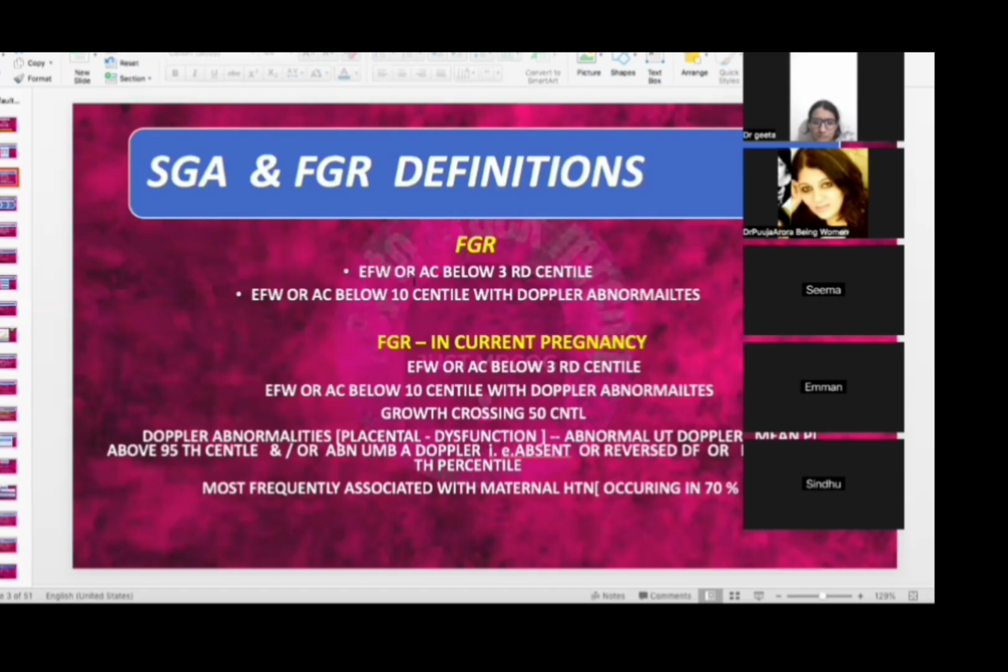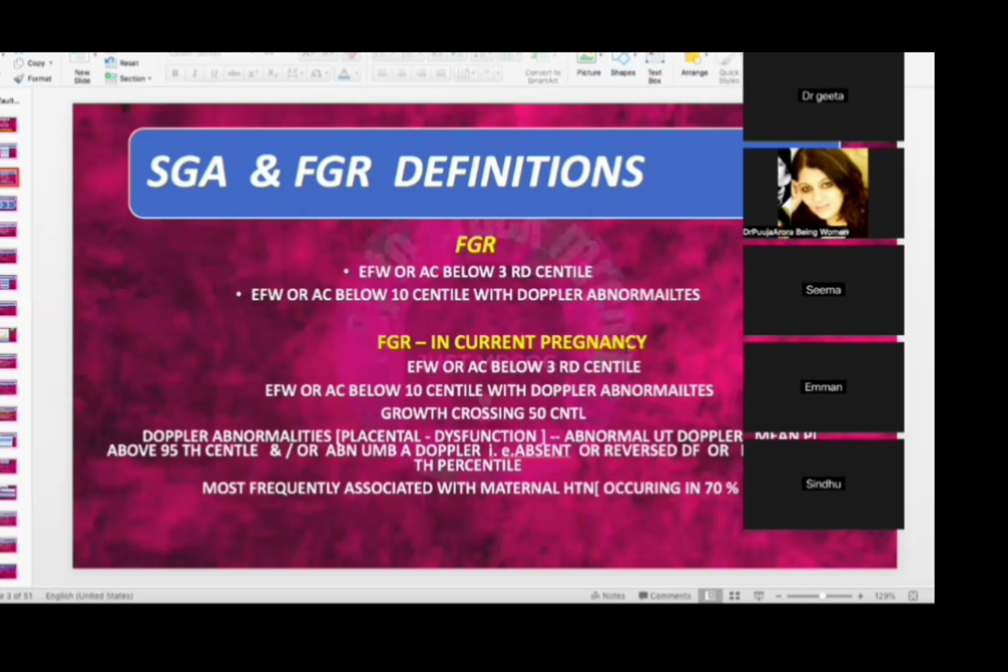Fetal growth retardation definition: estimated fetal weight or abdominal circumference below third centile. Second criteria: estimated fetal weight or abdominal circumference below 10 centile with Doppler abnormalities. The same criteria are applicable for the current pregnancy. One more criteria for current pregnancy is growth crossing 50 centile, meaning when you compare two growth scans, the growth is falling 50 centile or more than that.